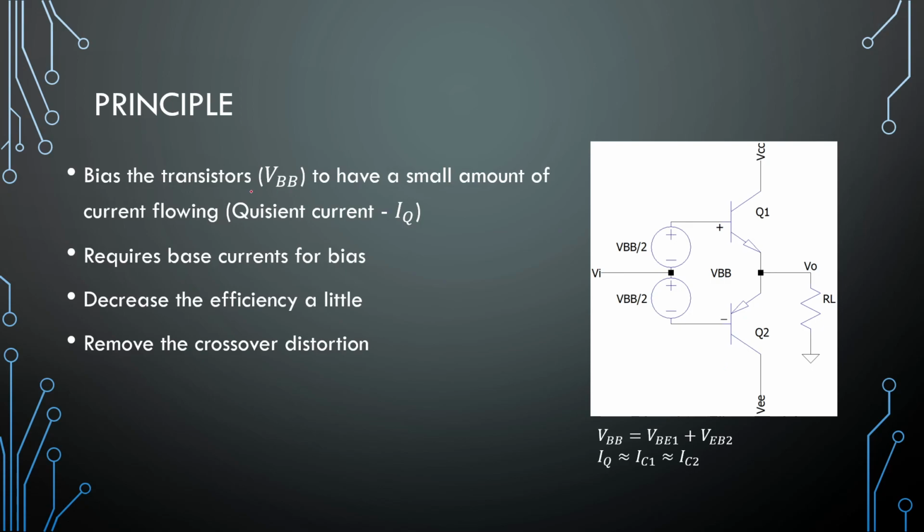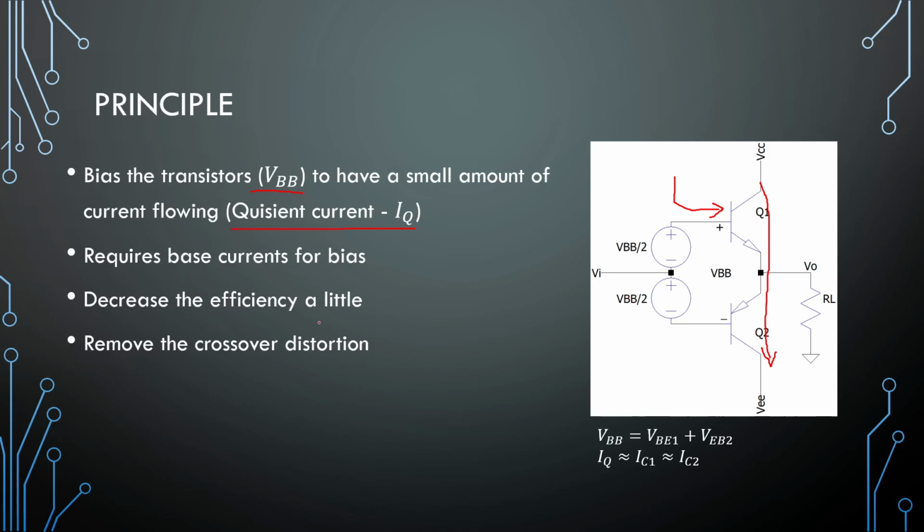So we give it a small VBB value, a small bias voltage, and a quiescent current will start to flow through these two transistors, which is approximately the same, assuming we have large beta values. And the voltage required here at the input is VBE1 plus VBE2. Another thing that's not shown here is that you also need to supply the base current for the transistors to switch on.